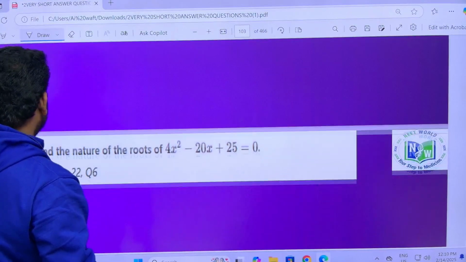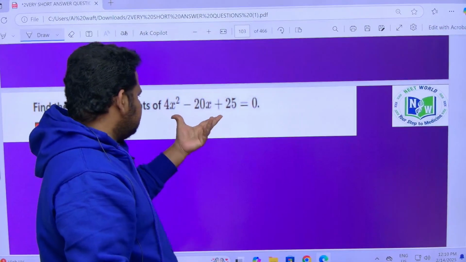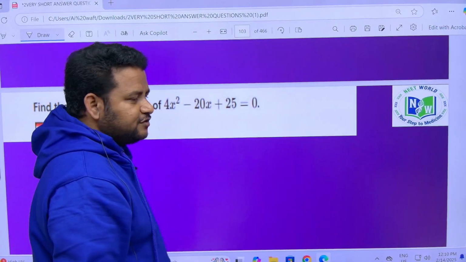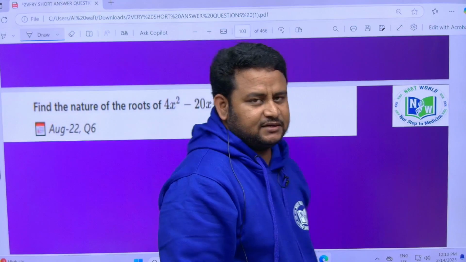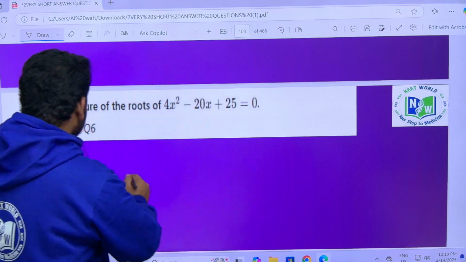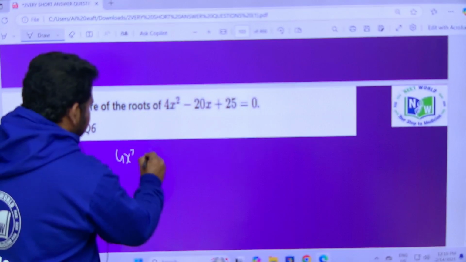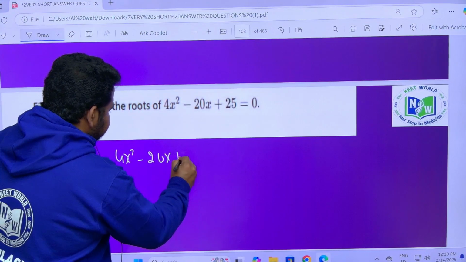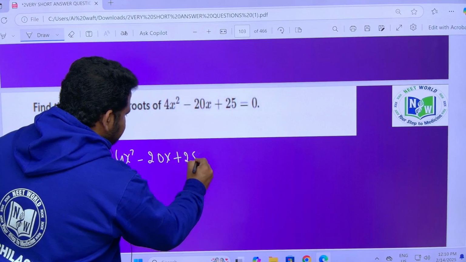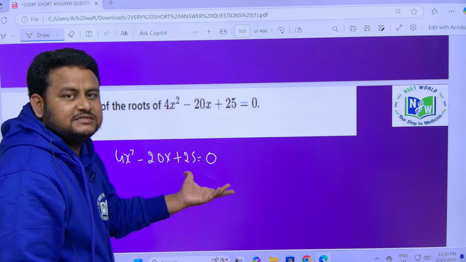Next one, find the nature of the roots of the equation. They are given an equation, find the nature of the roots. Nature of the roots means what? You have to find the discriminant, that is delta. You have to find the value of delta. So first let us write down the equation. The given equation is 4x square minus 20x plus 25 is equal to 0.